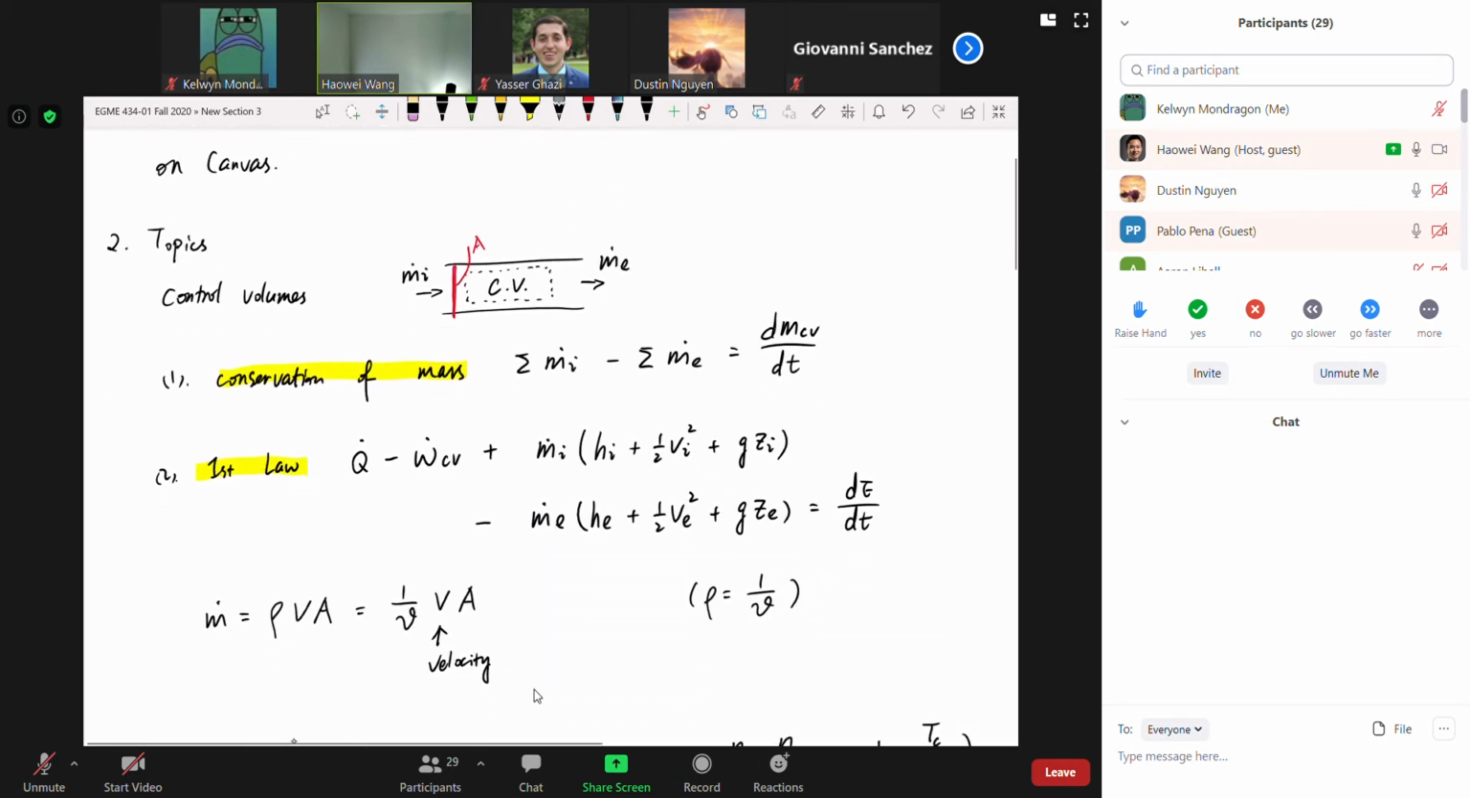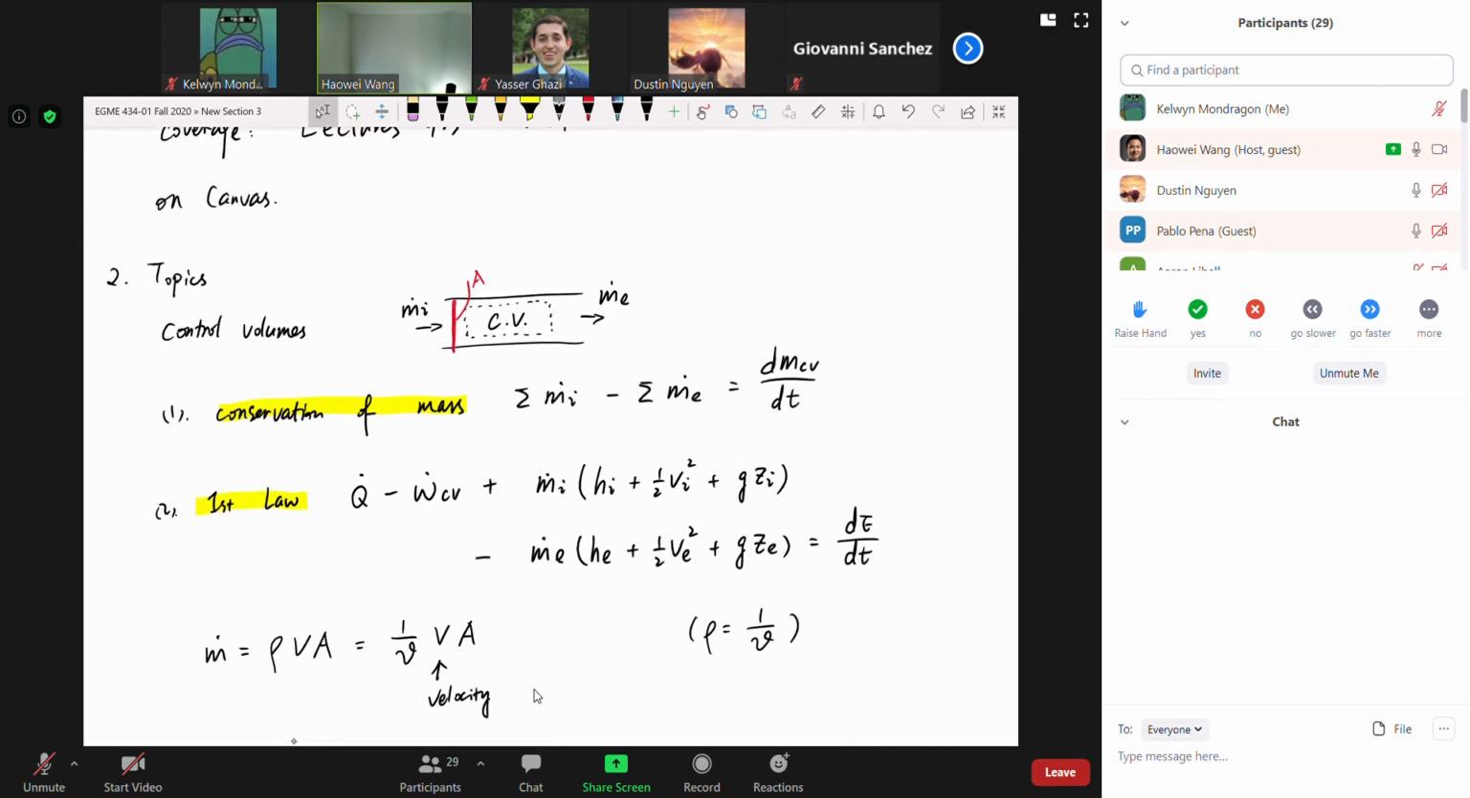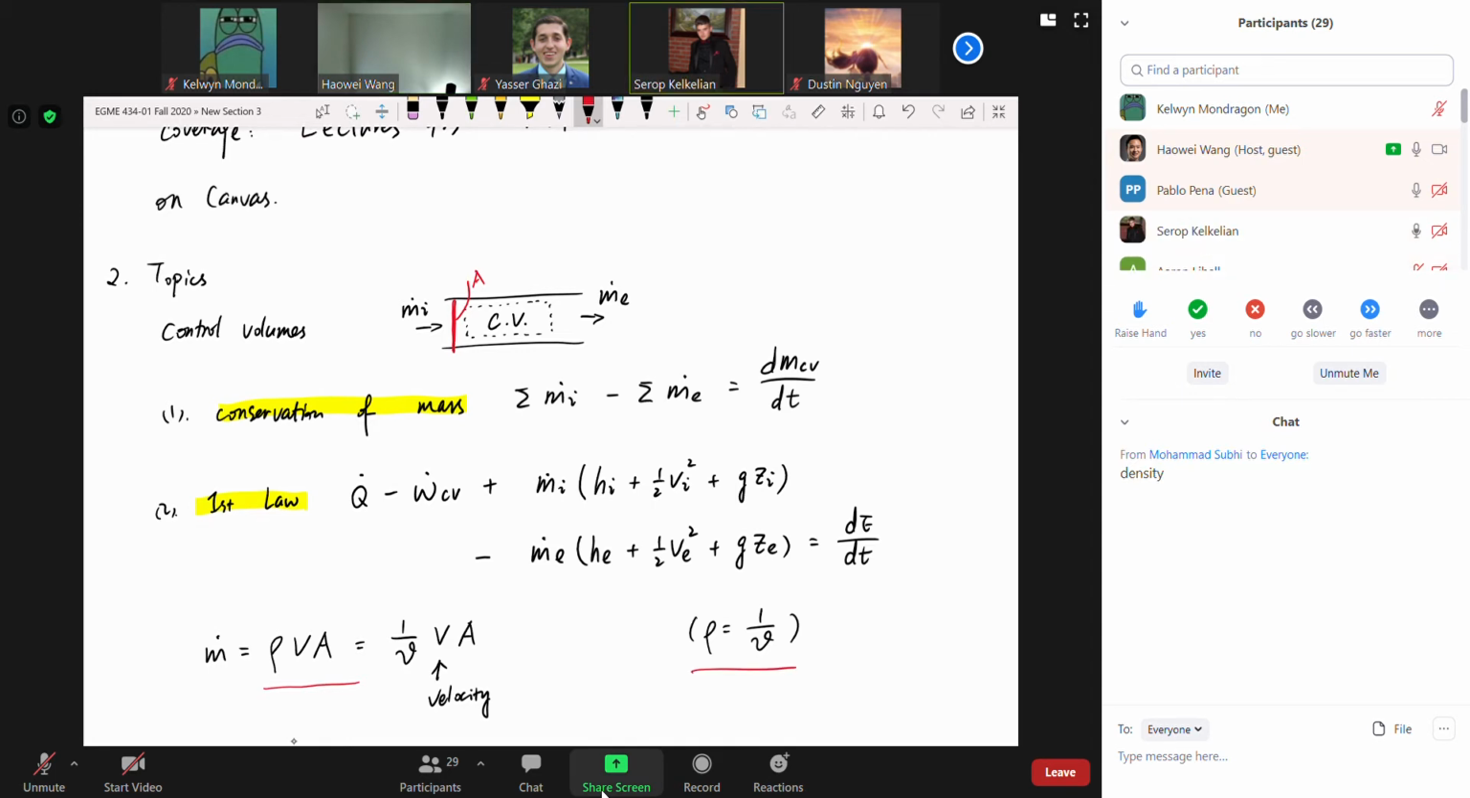No? Okay, and then next one, mass flow rate. How do we calculate mass flow rate? M dot equals rho V A. What is rho? 1 over density? No, it's density. Yeah, rho is density, right? But in this class, usually we don't deal with density. We deal with what? Specific volume, which is 1 over density. Yeah, so we replace rho with 1 over nu. That's usually the case, right?